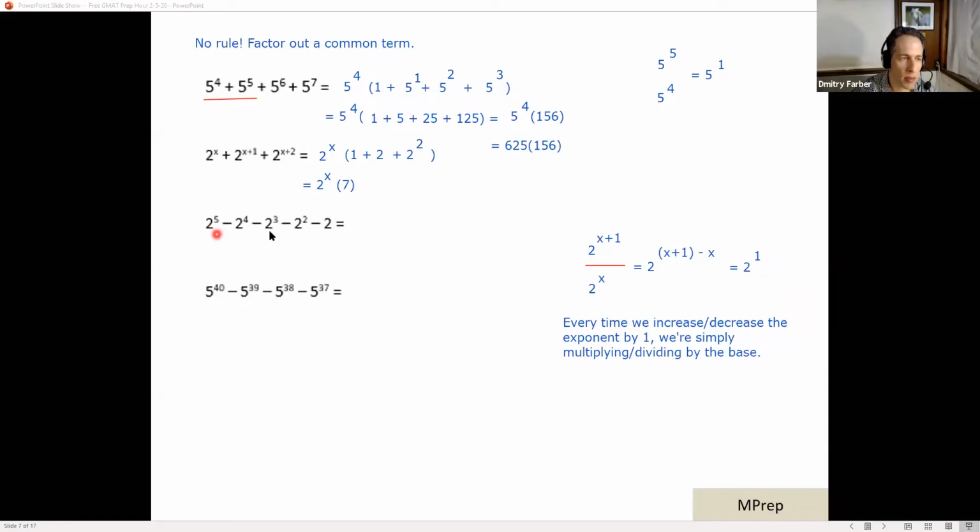What's our common term here? 2 to the 5th, 2 to the 4th, 2 to the 3rd, 2 squared, 2. My only common term is 2. So I can pull a 2 out, but what a waste of time. Now I'm just going to have 2 times 2 to the 4, 2 to the third. I'd rather just find out what this is.